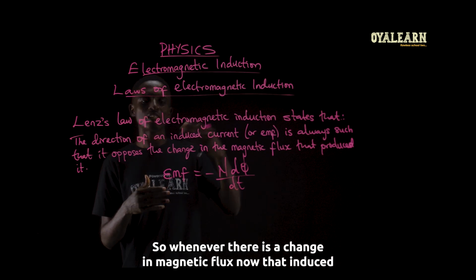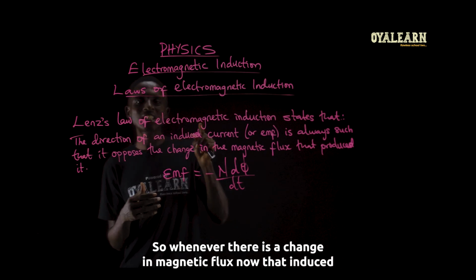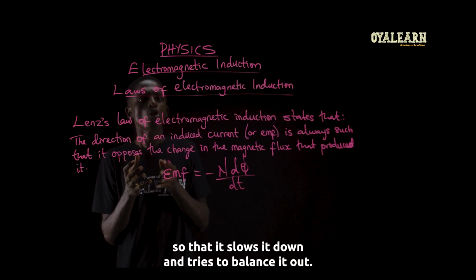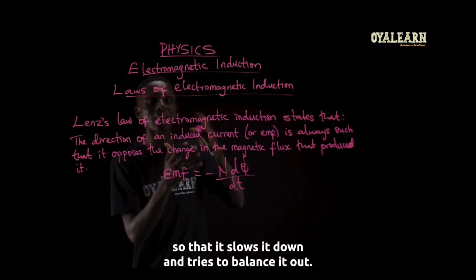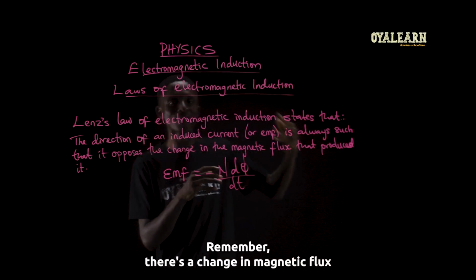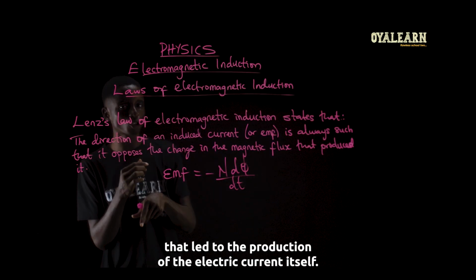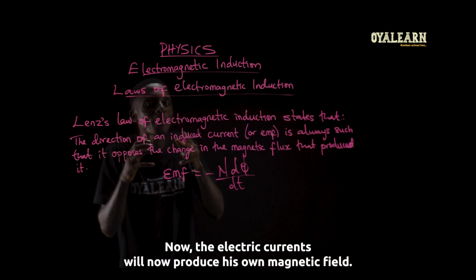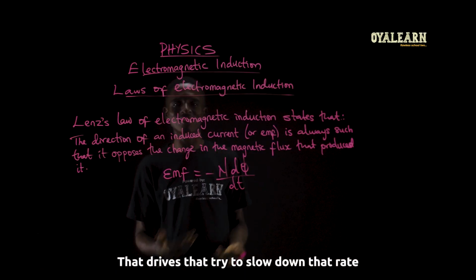So the same way we can think of nature as such, it loves to remain in the same condition. So whenever there is a change in magnetic flux, that induced current itself will now create its own magnetic field so that it slows it down, it tries to balance it out. Remember, there's a change in magnetic flux that led to the production of the electric current itself. Now the electric current will produce its own magnetic field that tries to slow down that rate.